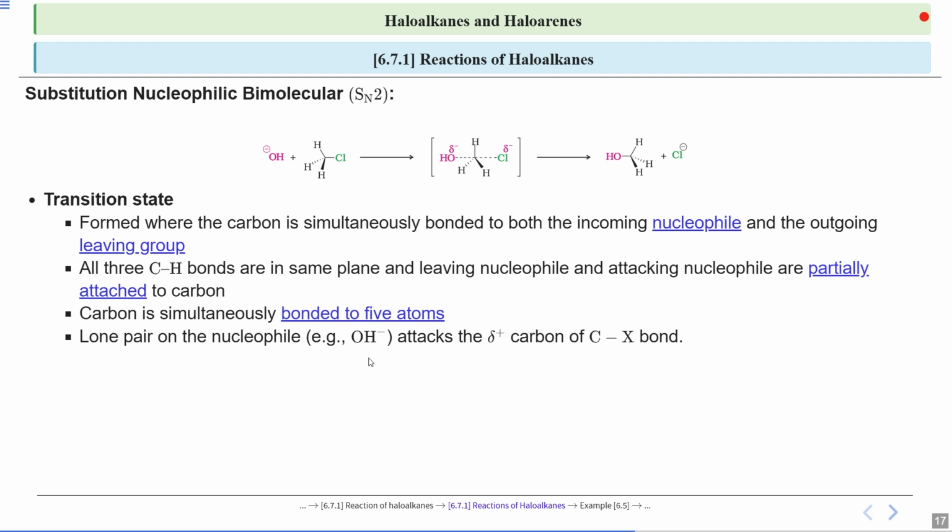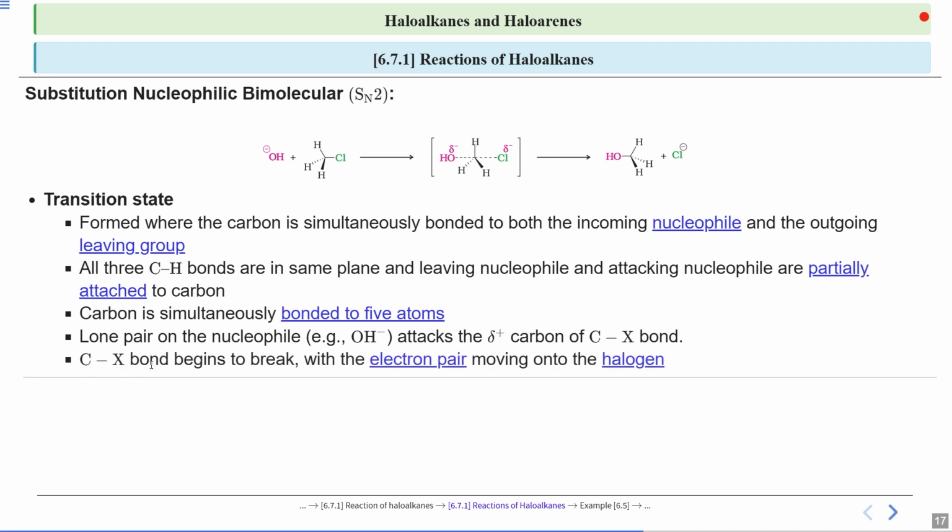The lone pair of the nucleophile, here the hydroxyl ion, attacks the partial positive carbon of the carbon-halogen bond. So the nucleophile here is the hydroxyl group, and its lone pair attacks the partial positive carbon in our molecule, the carbon which is forming the bond with the halogen. So the lone pair of the nucleophile attacks the carbon of the carbon-halogen bond.